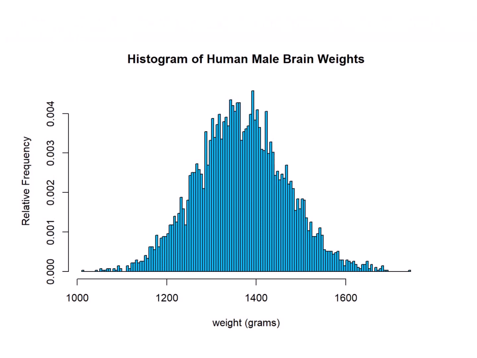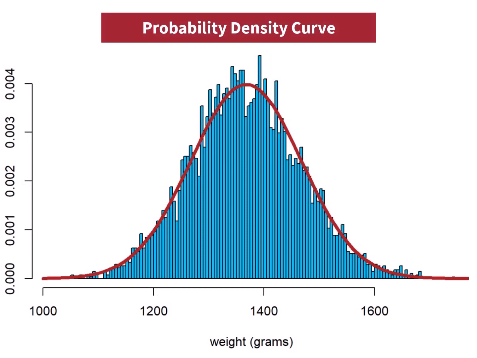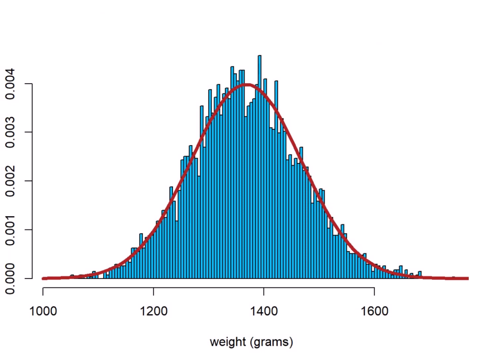When such small classes have enough observations in them, it becomes possible to stop thinking of the histogram as a collection of rectangles and instead approximate it by a curve. This curve is called a probability density curve. The probability density curve can be used to determine what proportion of the data falls within a given interval. We do this by finding the area under the curve over this interval.